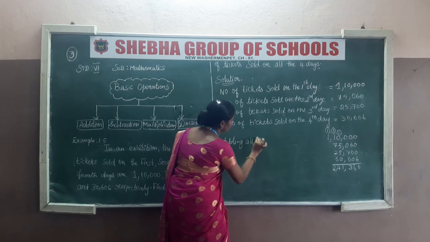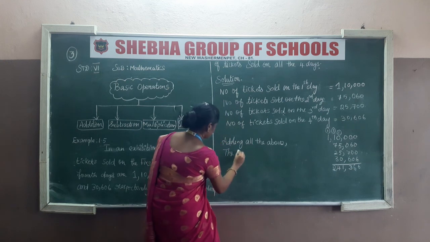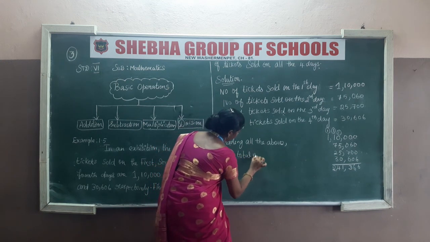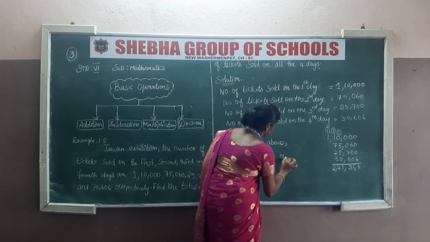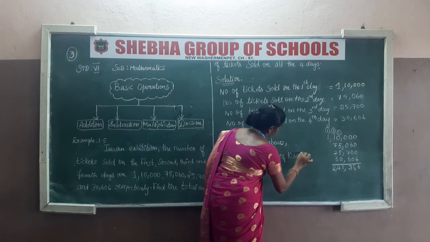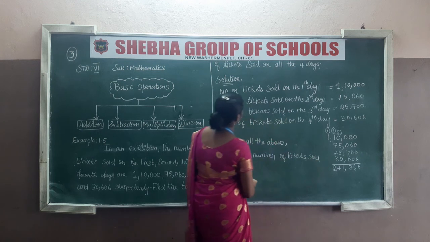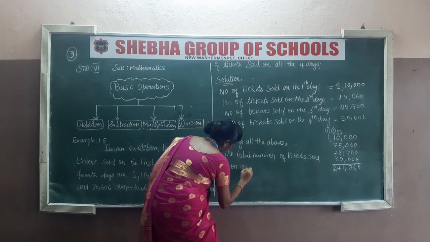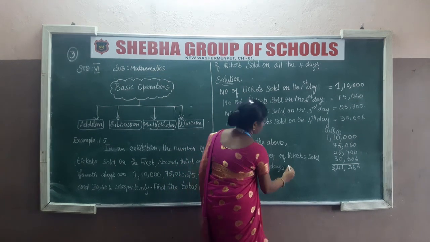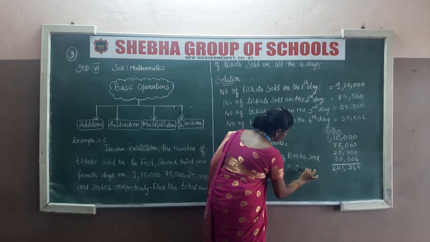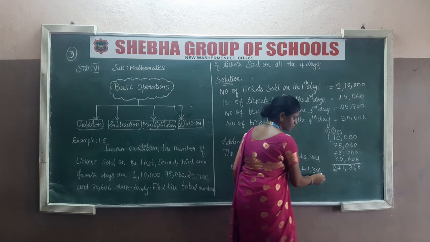So we can write the solution, adding all the above. The solution is the total number of tickets sold on all the 4 days is equal to 2,41,366.